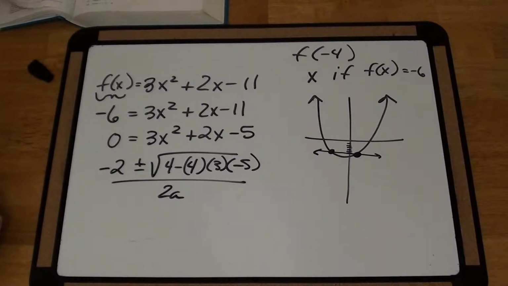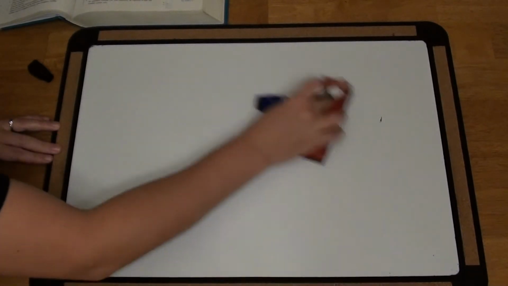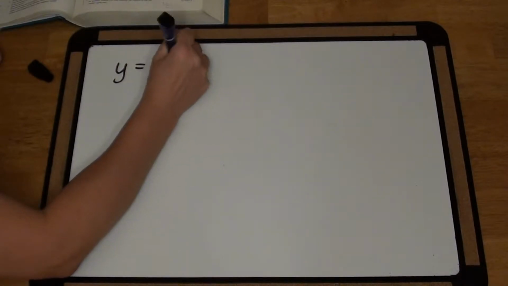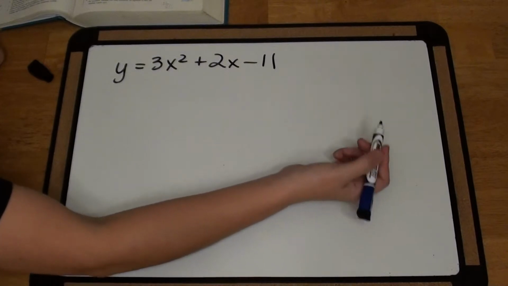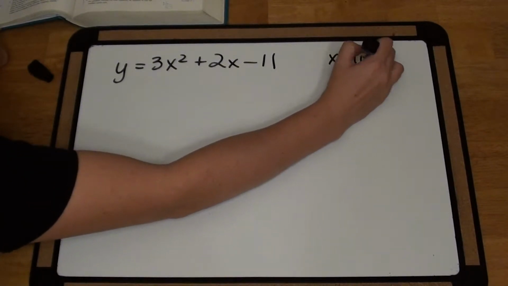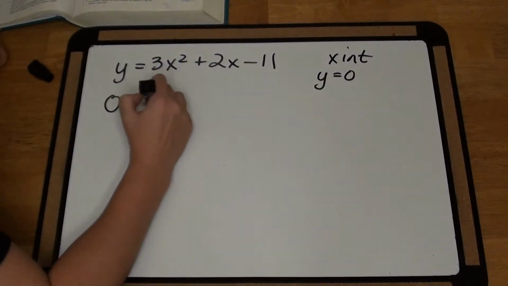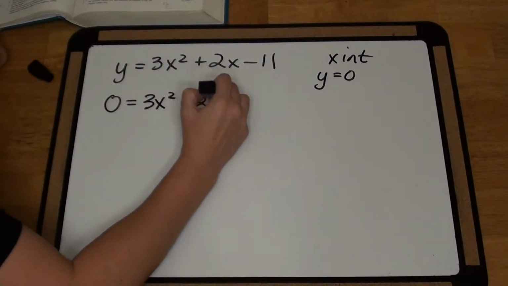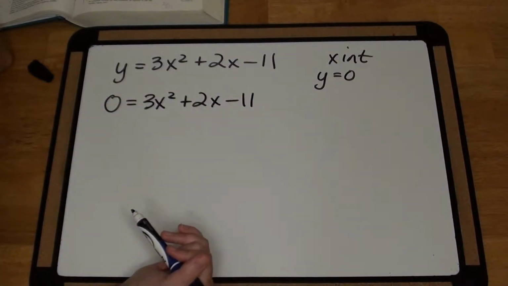Now, question C of example 1 is, they want you to find the x-intercepts. Well, how do we find x-intercepts? X-intercepts are where y equals 0, right? So we start off with this equation, y equals 3x squared plus 2x minus 11. If we want the x-intercepts, the x-intercept is where y equals 0. So we have to put a 0 in for y: 0 equals 3x squared plus 2x minus 11. Now we have to solve. When we solve, we'll get our x-intercepts.